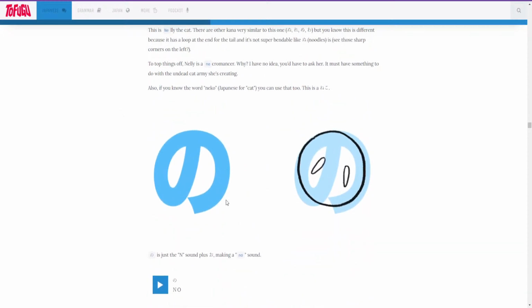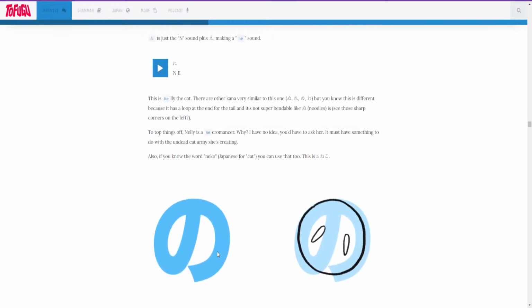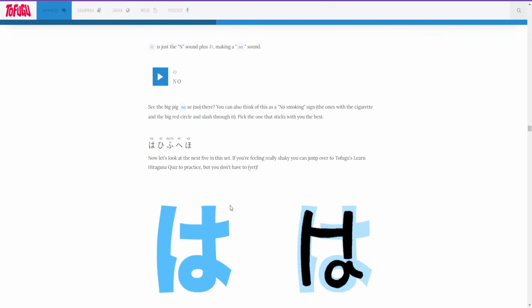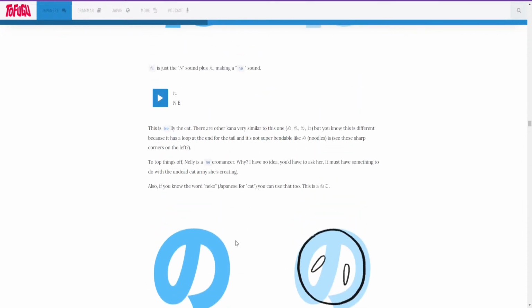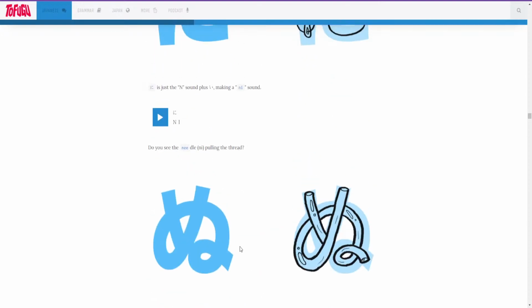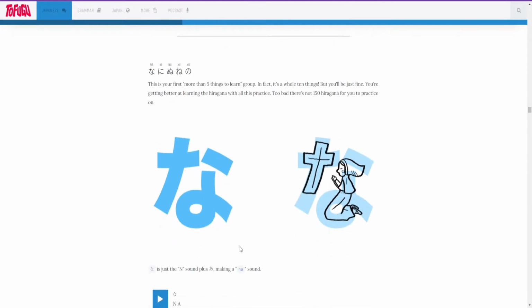And then finally we have no, which looks like a nose, like a little pig nose. You have the hole there and the hole there and the snout. All right. And that is all of the na column. We'll go over it one more time and then do a quick quiz.